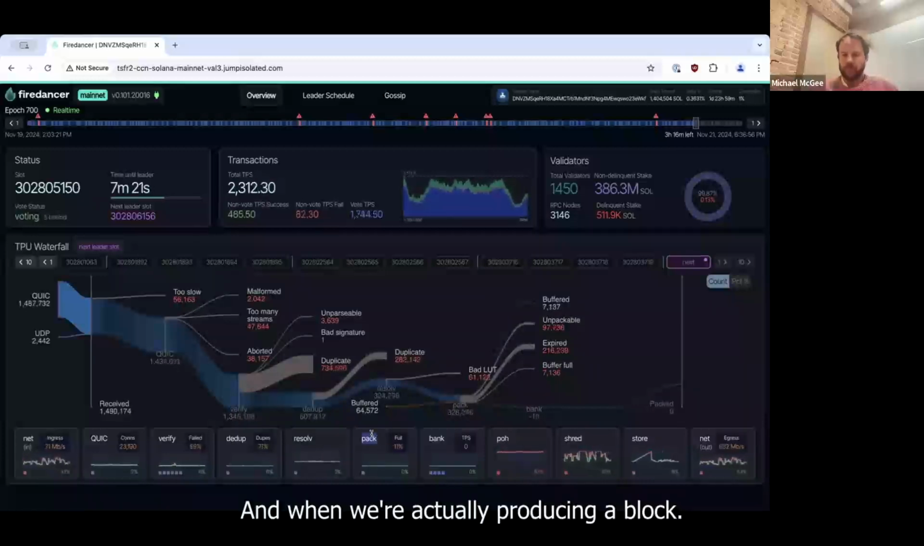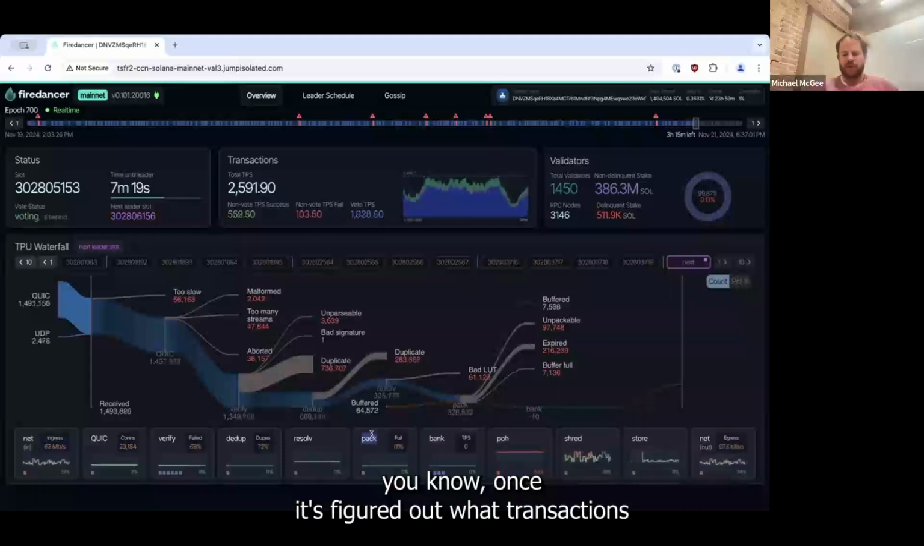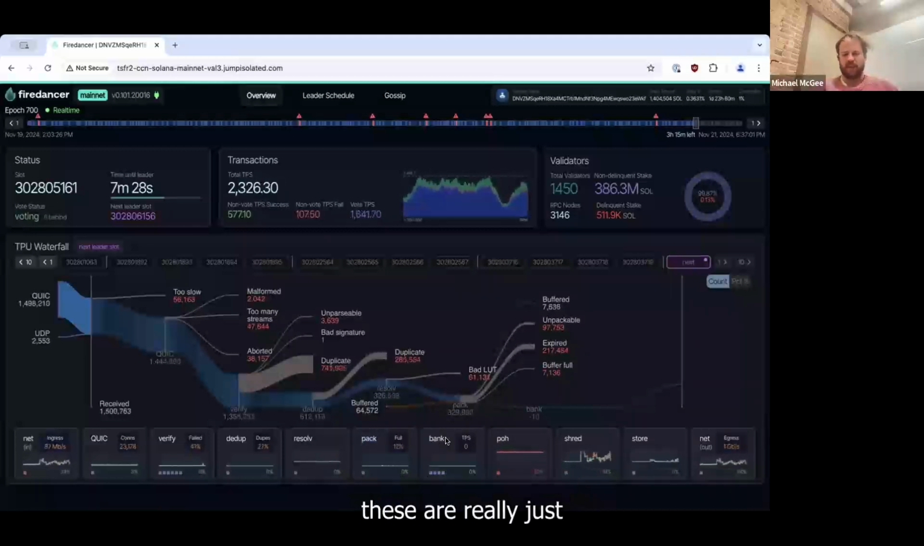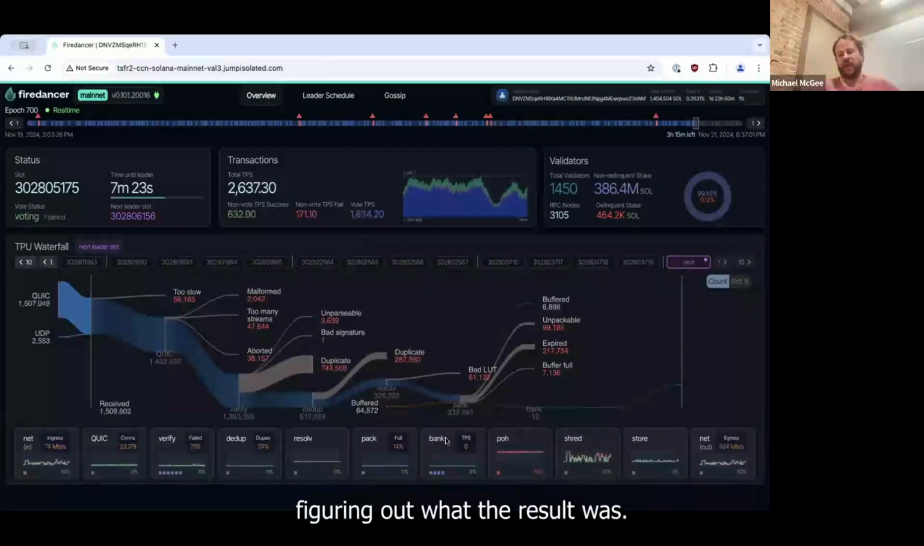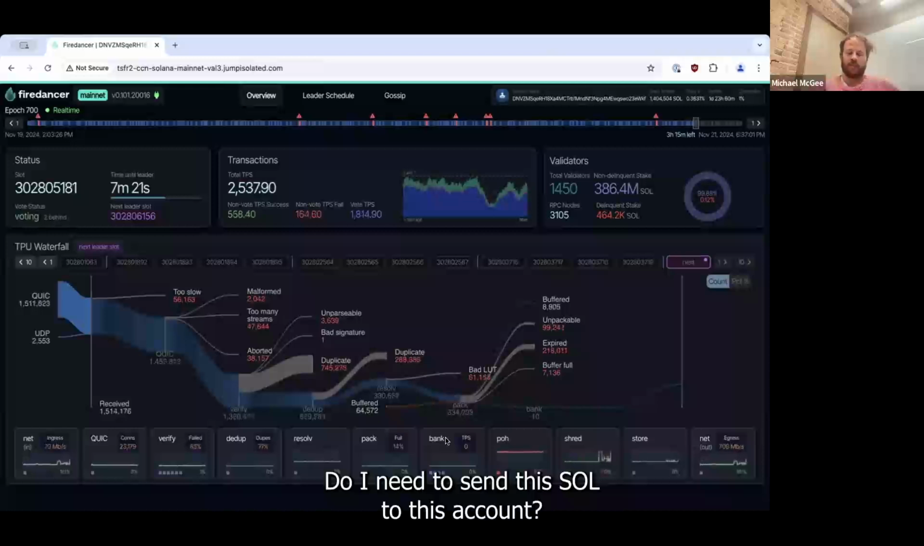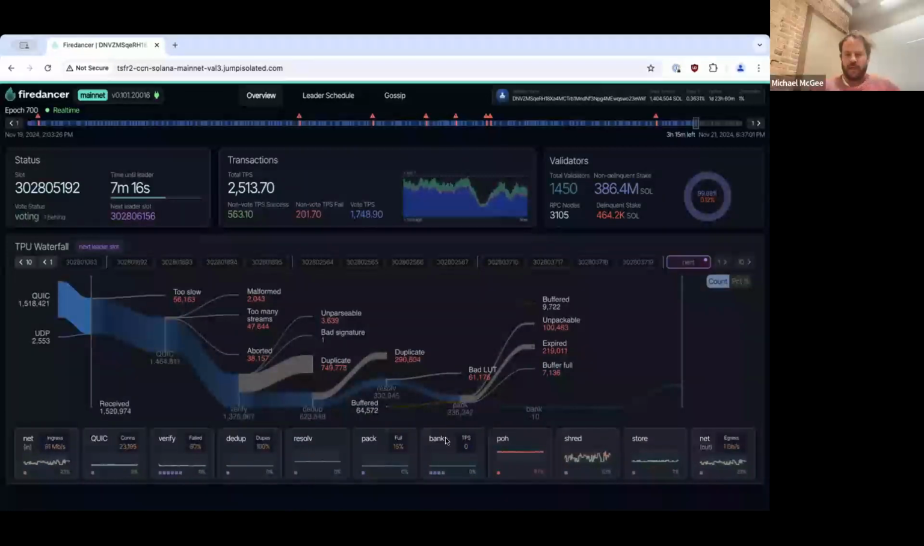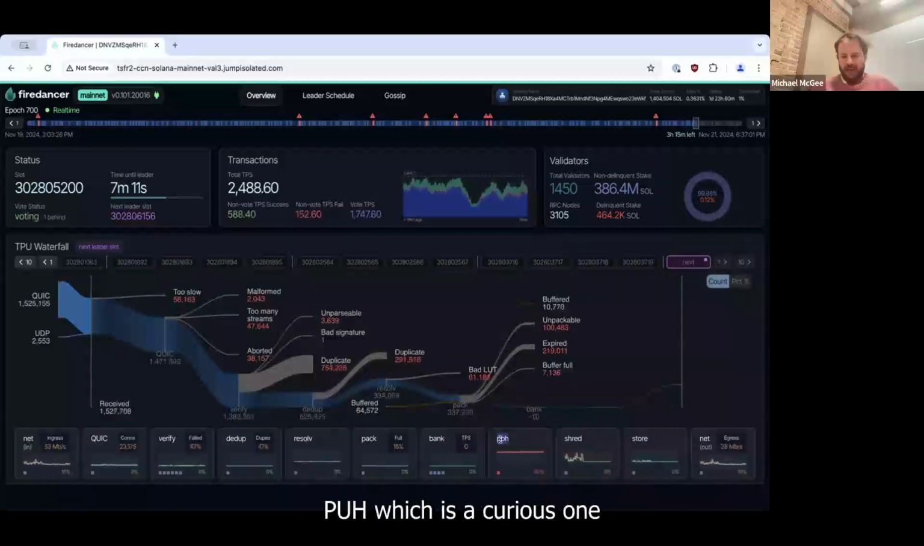a block. So Pack, once it's figured out what transactions to put in, sends them to these so-called banks. These are really just execution CPU cores. So these are actually executing the transactions, figuring out what the result was. Do I need to send this SOL to this account? Do I need to write this data into this account? Things like that.